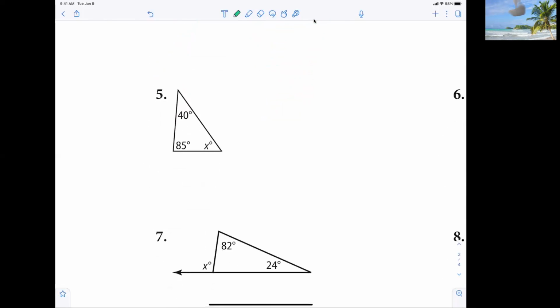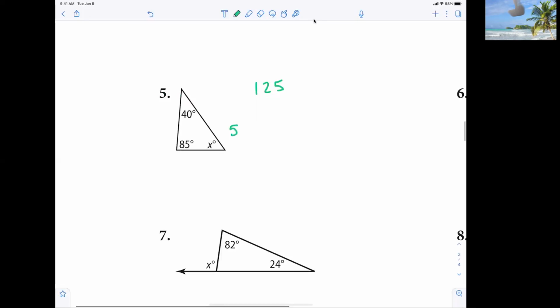Okay. Number 5. Molly. Tell me about number 5, kiddo. What do I have to do to figure out what x is? That's right. What do we get? 100. Beautiful. Yes. Very nice. Anybody have any problems with x being 55 degrees?